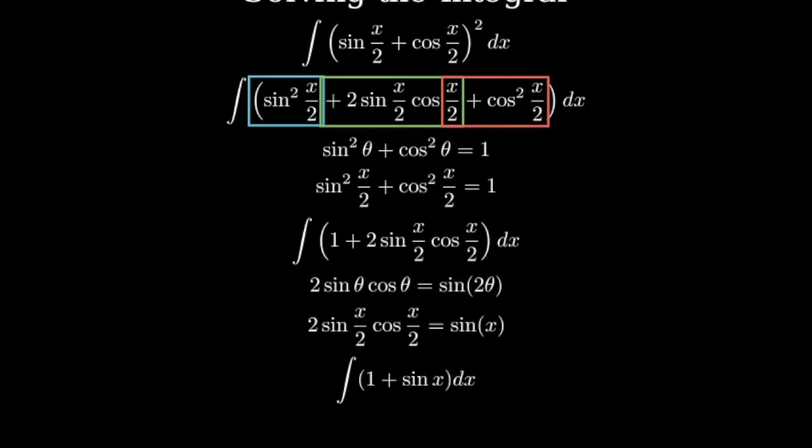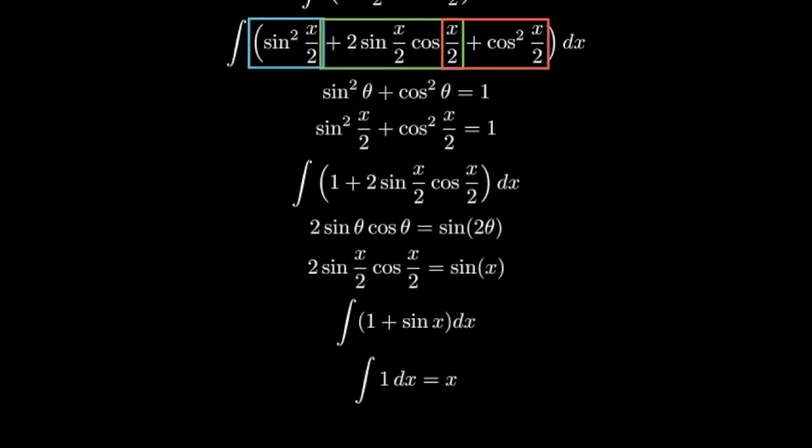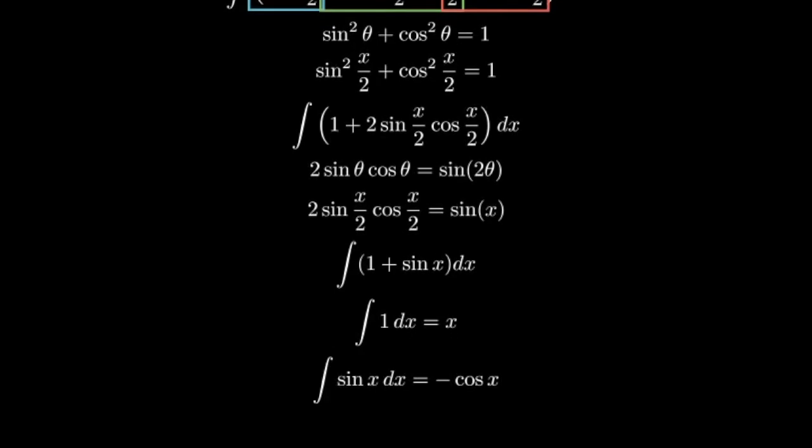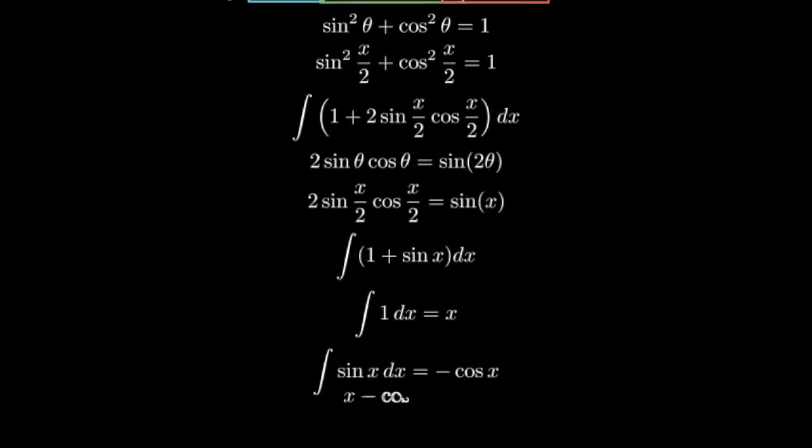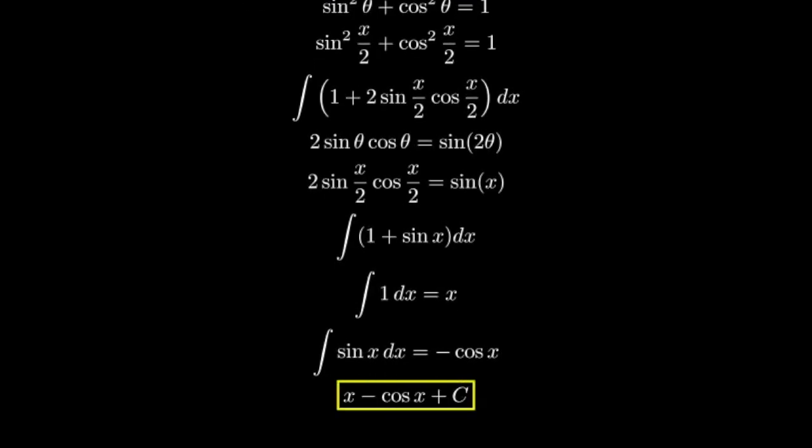Now we can integrate term by term. The integral of 1 is x. The integral of sine x is negative cosine x. And don't forget to add the constant of integration.